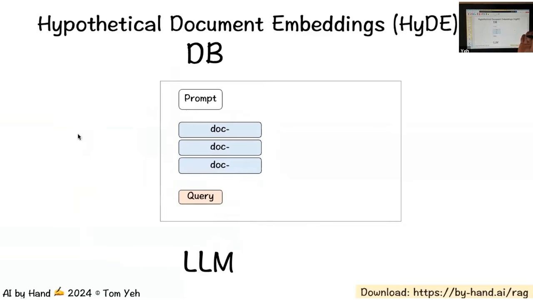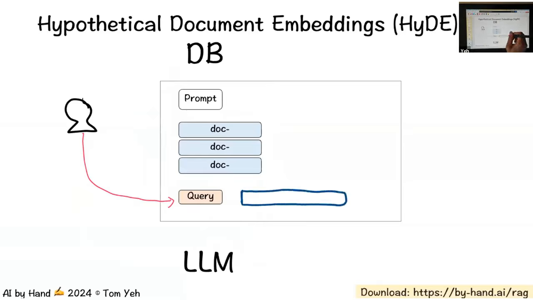And last is hypothetical document embedding. The idea is that we still start with the user as usual, and we send the query here. Normally we would send the query to the database, but instead of doing that, we would like to say, hey, can I get a more extended form of the representational query?